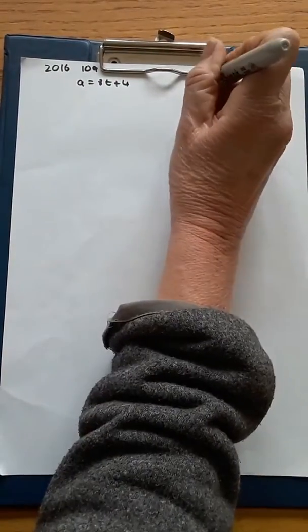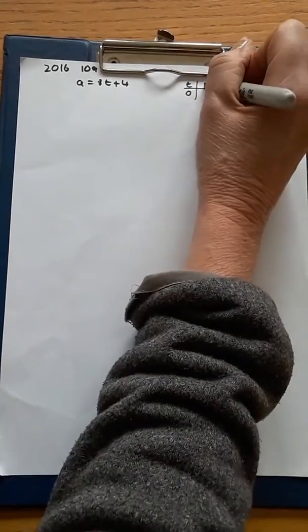2016, question 10a. Now, the first part says, at time t seconds, the acceleration of a particle is given by a is equal to 8t plus 4. That's my starting equation. At t is equal to 0, the particle P passes through a fixed point with velocity of minus 24.